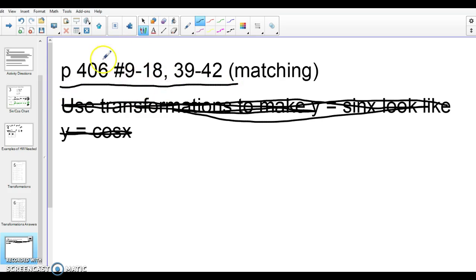The first part of this homework is the questions just about normal sine and cosine, that you can get the answers from your calculator or from the chart. And the second set is the matching section I mentioned a minute ago.